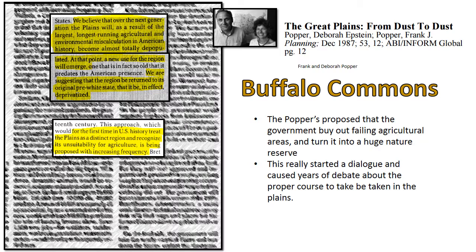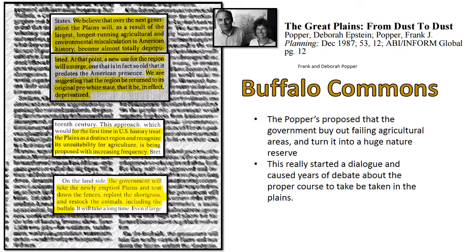The Poppers proposed that the government buy out failing agricultural areas and turn them into a huge nature reserve, known as the Buffalo Commons. They said to take down the fences, replant the shortgrass, and restock the animals, including the buffalo. This really started a dialogue and has caused years of debate about the proper course to be taken in the Great Plains.